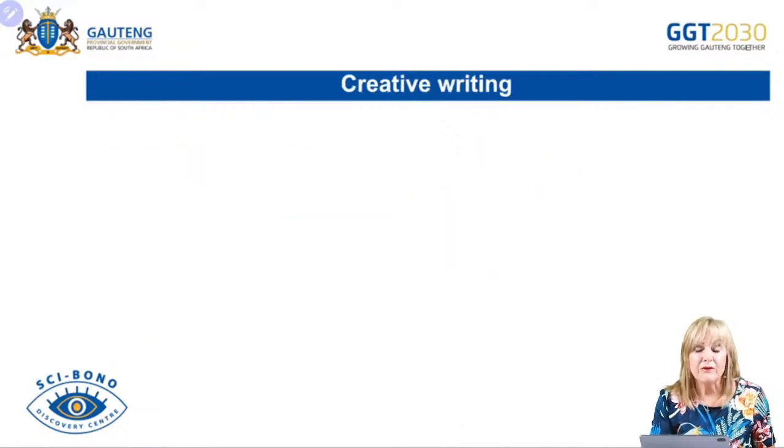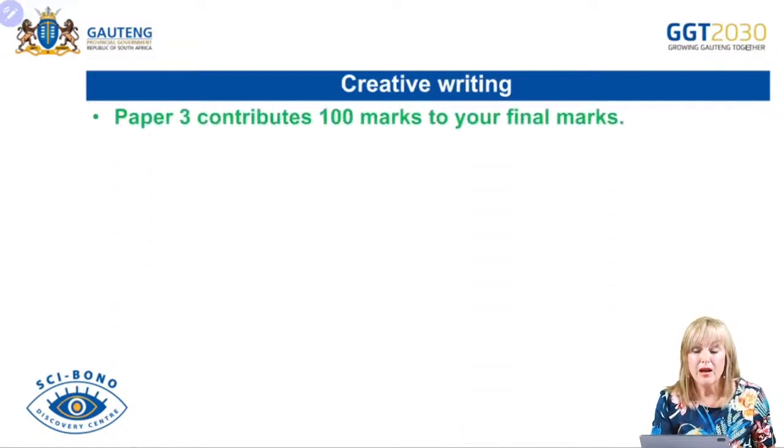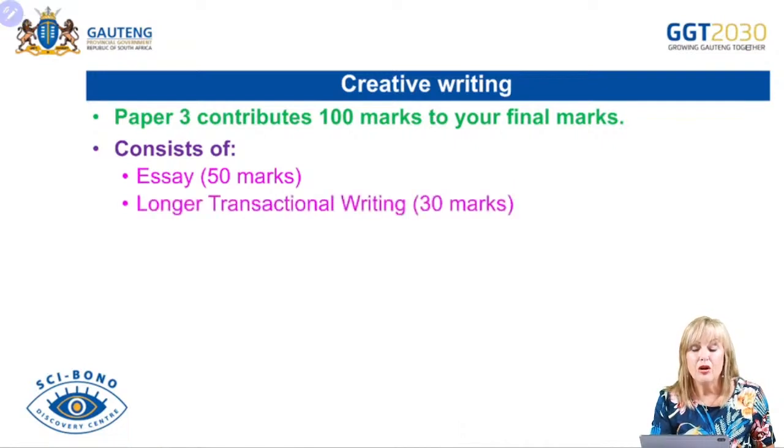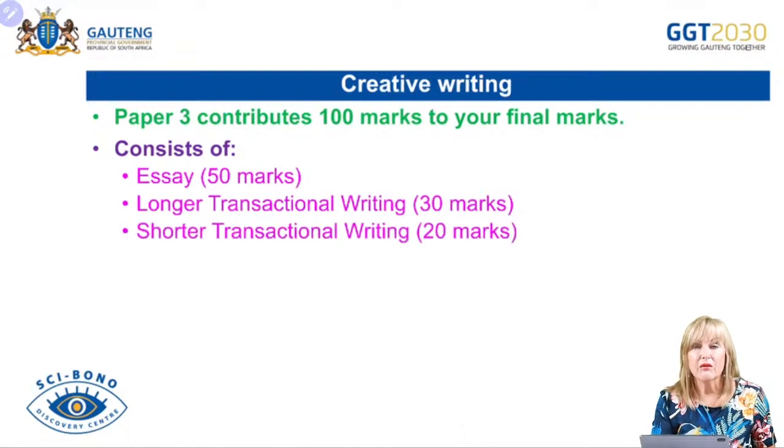And by doing this, you will get good marks for the comprehension test. Now, I'm just going to briefly touch on creative writing. Why am I going to discuss creative writing? Because paper 3 contributes 100 marks to your final marks. It consists of an essay for 50 marks, a longer transactional writing for 30 marks, and a shorter transactional writing for 20 marks. Now, you've written essays, longer transactional, shorter transactional, right through your career at school. But this year, it's very important to assist you to obtain English and a pass for English.